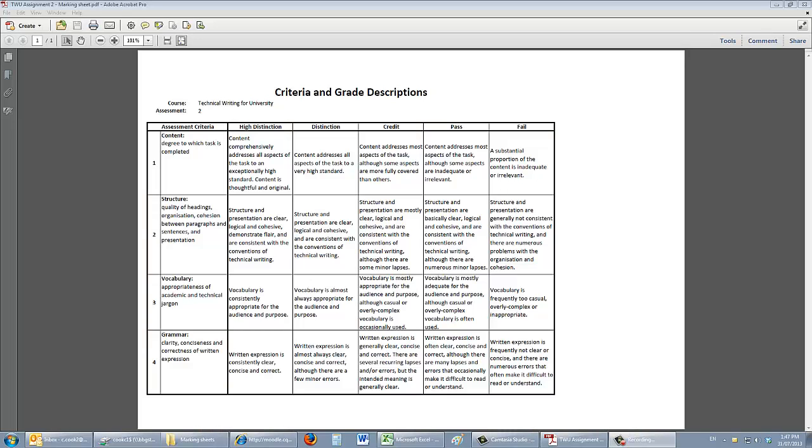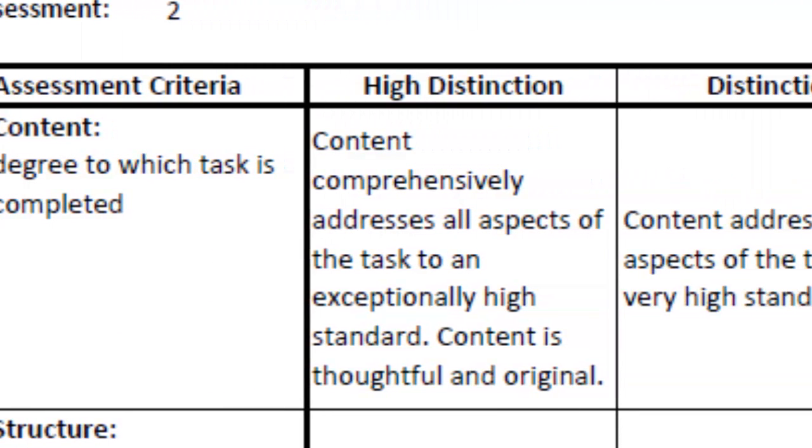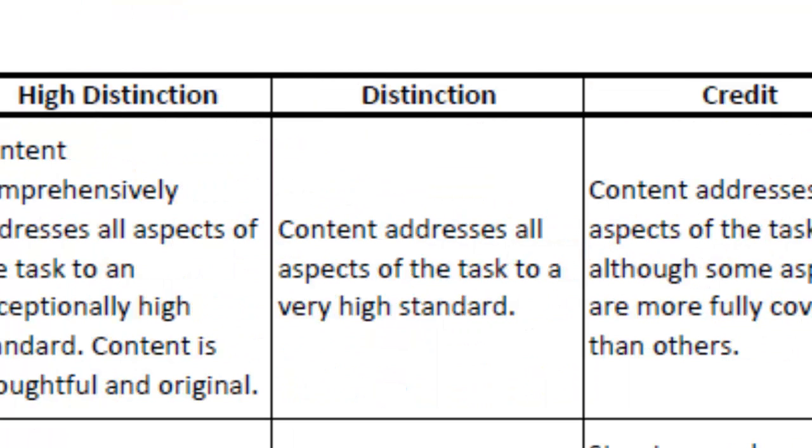Okay, so let's have a look at the marking sheet. There are four main criteria to these assessments, and they are content, structure, vocabulary, and grammar. In terms of content, we're looking to see how well you have completed the task. So for a high distinction, it would mean that you have comprehensively addressed all aspects of the task and you've done that to an exceptionally high standard. We're also looking to see that the content is thoughtful and original. So a distinction is very similar to that, but may not have quite the level of thoughtfulness or originality that we would expect in a high distinction.